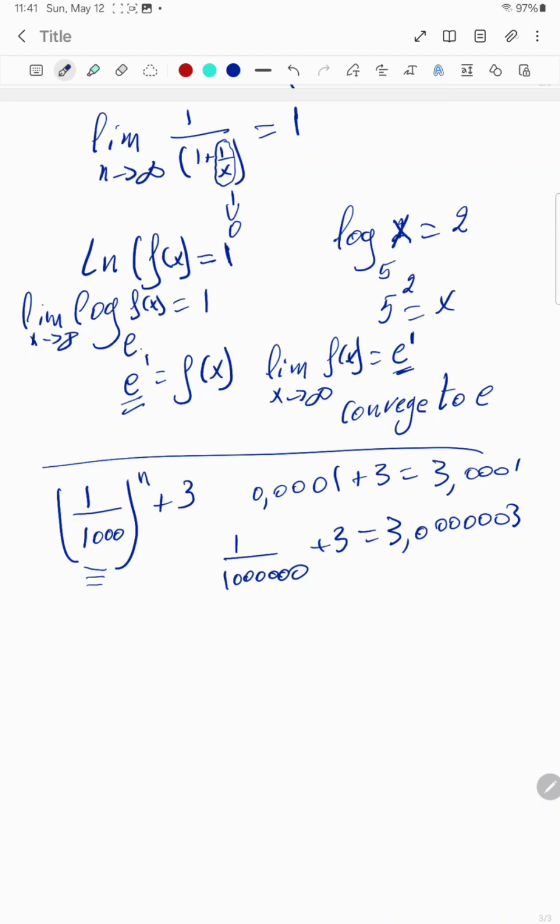Because this number is smaller than that number, and the number after it is going to be smaller, it's always decreasing. So we say it is strictly decreasing, and its limit is always approaching 3, because whatever I replace n with, it's always 3 point, a lot of zeros, and then 3.